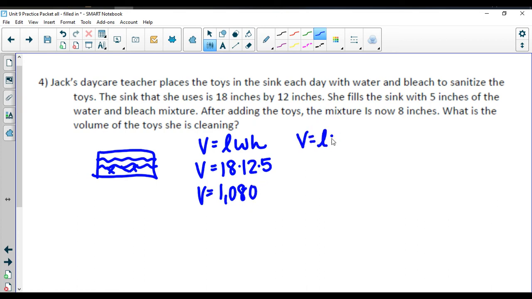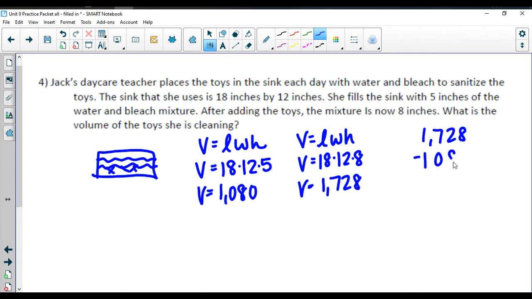After she puts in the toys, the only thing that's changed here is the height. So we're going to have 18 times 12 times the height, which is now 8 inches. So 18 times 12 times 8 will give me 1,728. I'm going to go ahead and subtract those two. And that's going to give me a difference of 648 cubic inches of the toys then.